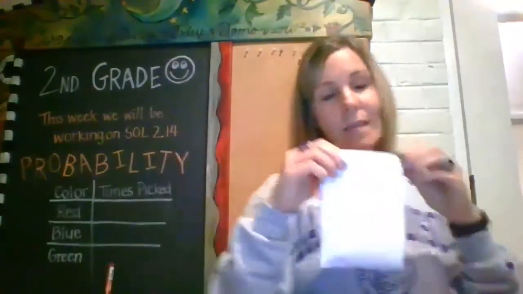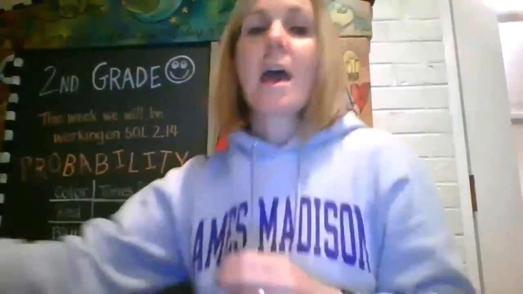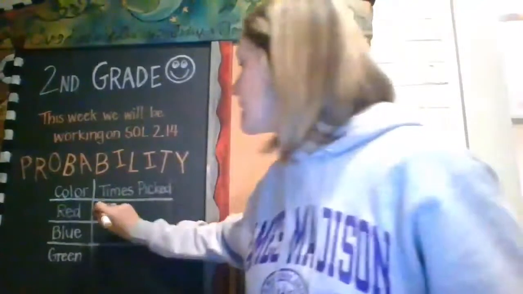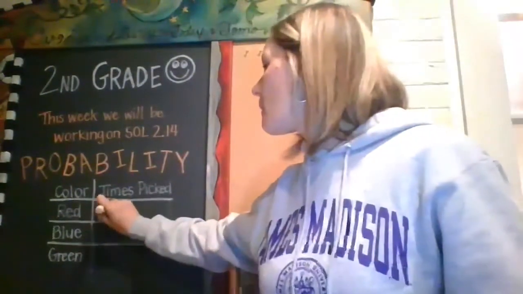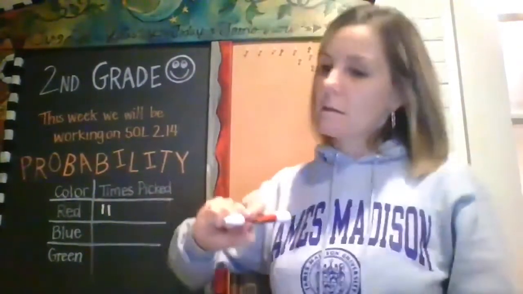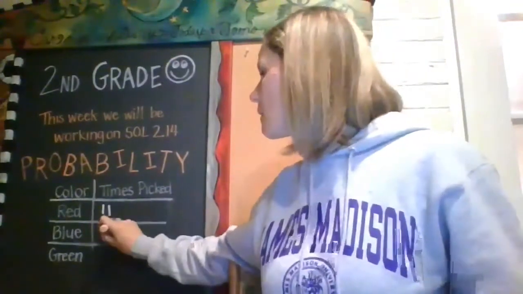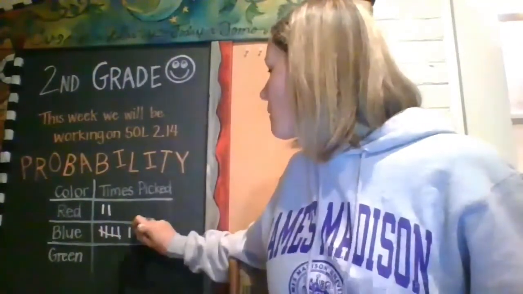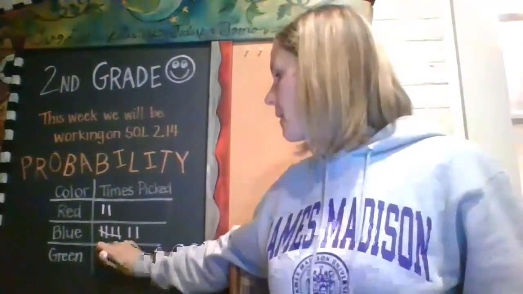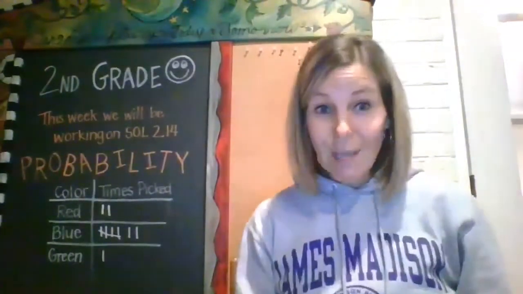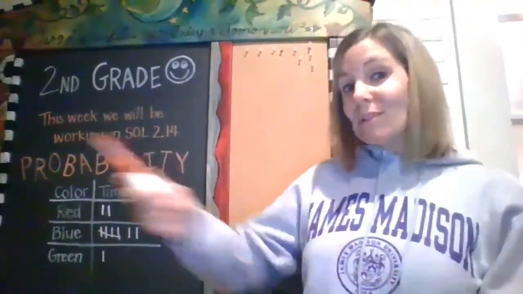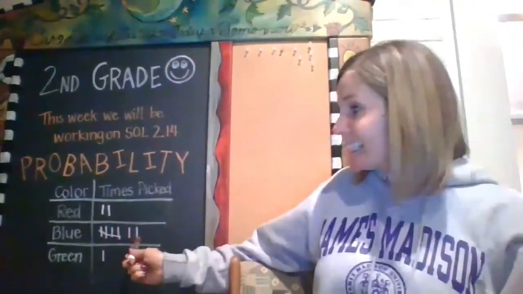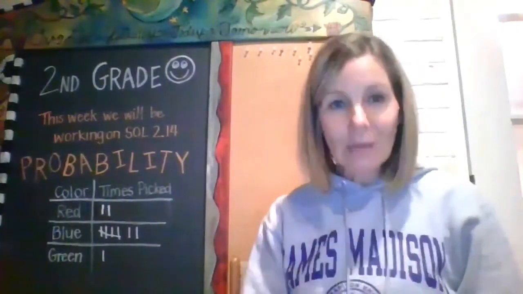So take a minute to make sure that your tally chart is filled out. And I'm going to fill out mine just so that you can check yours and see if yours is the same. Does yours look the same as mine? We pulled 2 red counters, 7 blue counters, and 1 green counter.